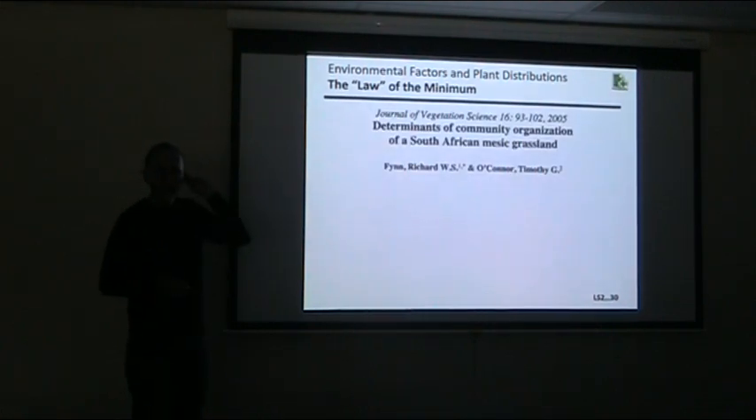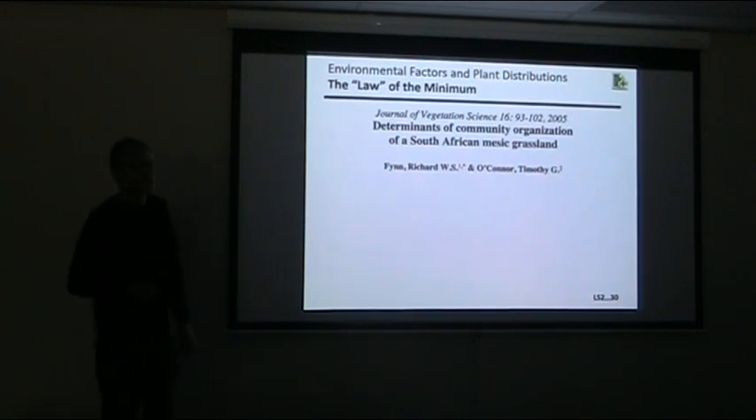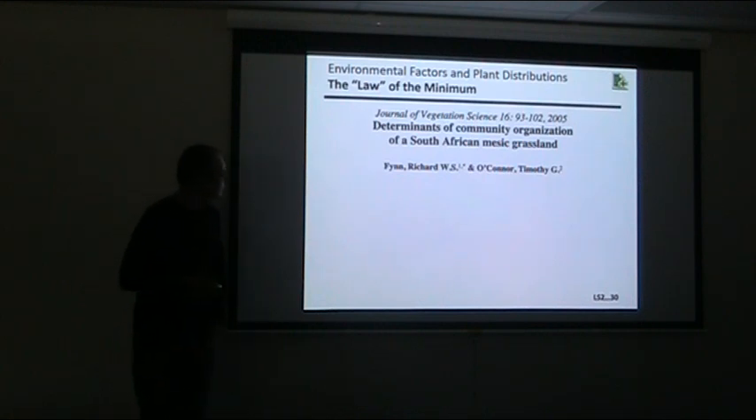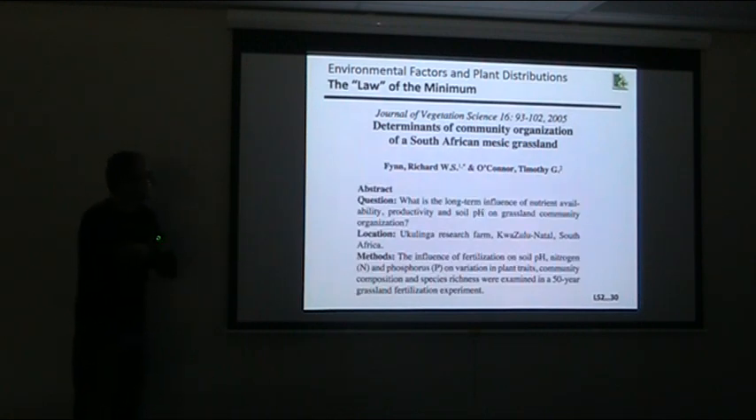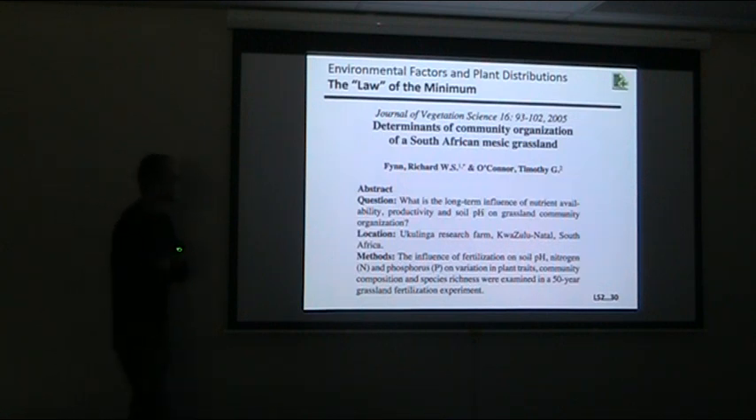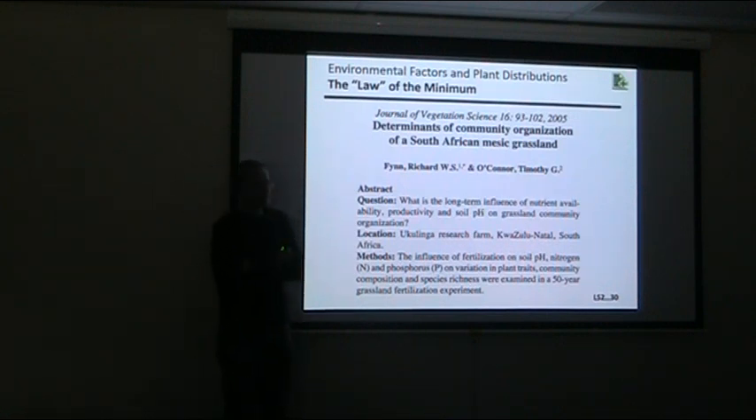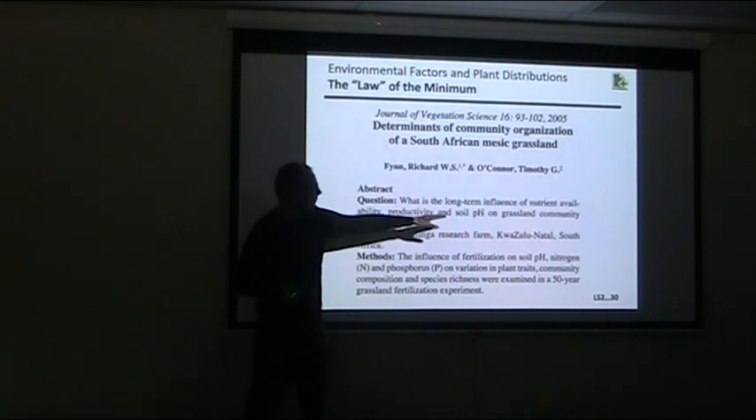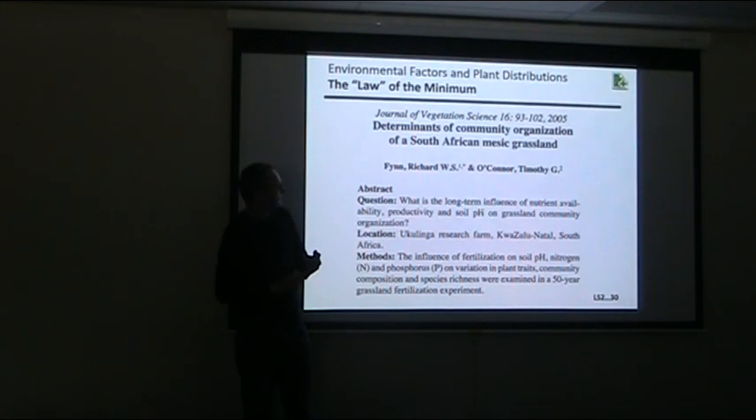It's actually quite difficult to find examples of Liebig's law of the minimum, but I think it is fairly common. Here's a paper looking at South African mesic grasslands. This was a neat long-term study by Tim O'Connor and Richard Finn. What they were interested in was not necessarily biomass per se, but grassland communities and the effect of pH and nutrient availability.